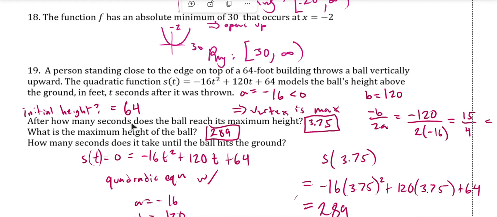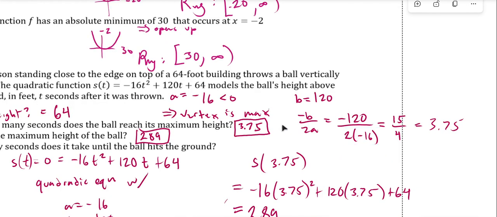After how many seconds does the ball reach its maximum height? Okay, so what we need to know to get this 3.75 is that the vertex is the max. The vertex will be at negative b over 2a, and that means negative 120 over 2 times negative 16, which we can simplify to 3.75. This will give us the time at which it reaches its maximum height.